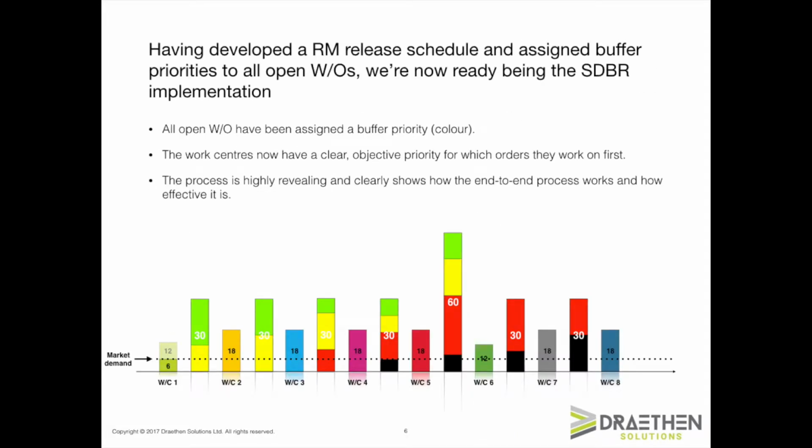So we're ready to go. We've developed our process to accept customer orders and hold back work orders from production until their raw material release date. Every work order in the plant has been given a buffer color, and we have developed a process to ensure that all future orders will have the appropriate color when they are released, and this color will change accordingly as the work orders move through their production lead time. Let's now follow the SDBR implementation as the different actions take effect over the first few days and weeks.